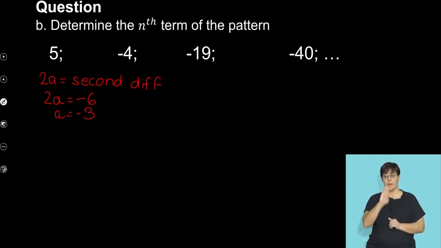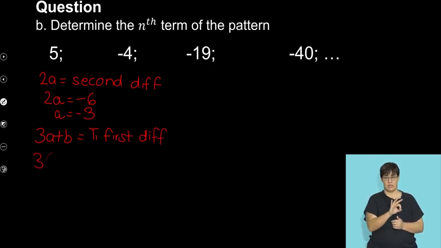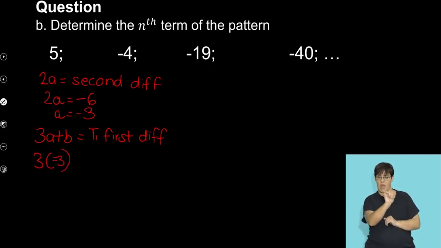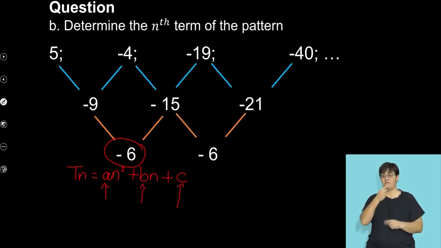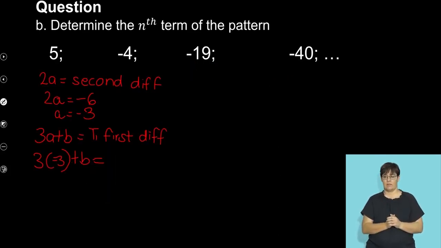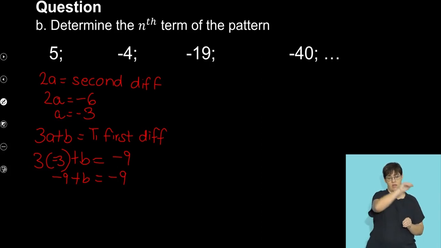In order to find the value of B, I say 3A plus B is equal to the first term of the first differences. I can immediately substitute in -3 for A because I've actually found that value. But now, in order to find B, I need the first term of the first differences, and that is -9. So I'm going to have 3 times -3 plus B is equal to -9. So this is going to be -9 plus B is equal to -9.